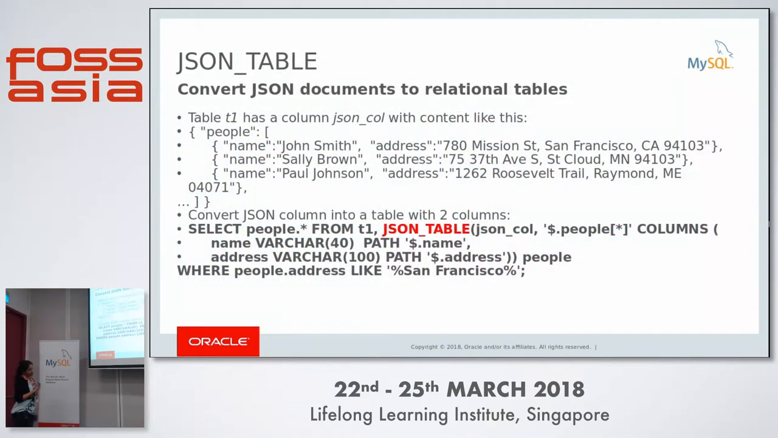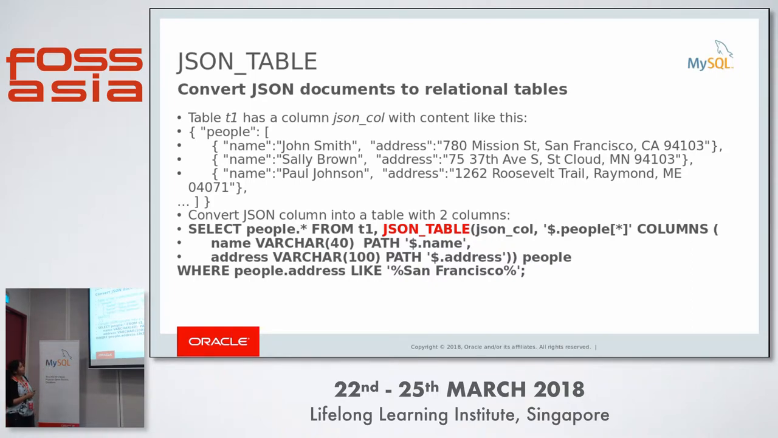This can be used in many ways, the JSON table function. It's the most powerful syntax provided for JSON functionality in 8.0. What this can do is convert your regular JSON documents into relational data. I have an example, I'll just go through it so that you can understand better.